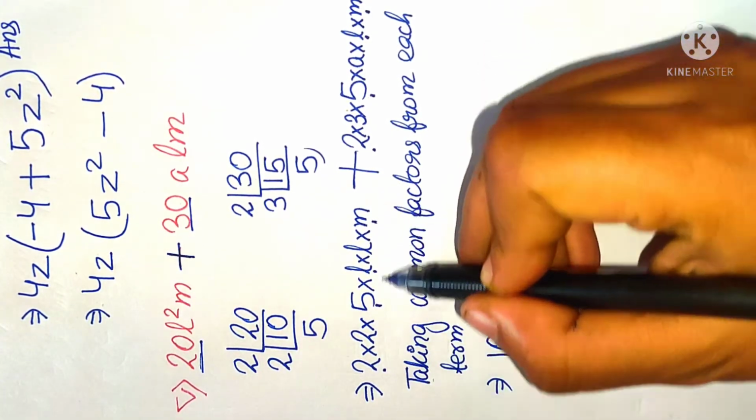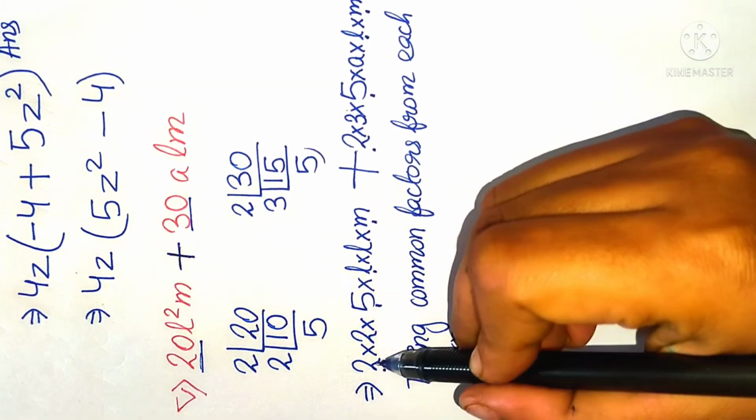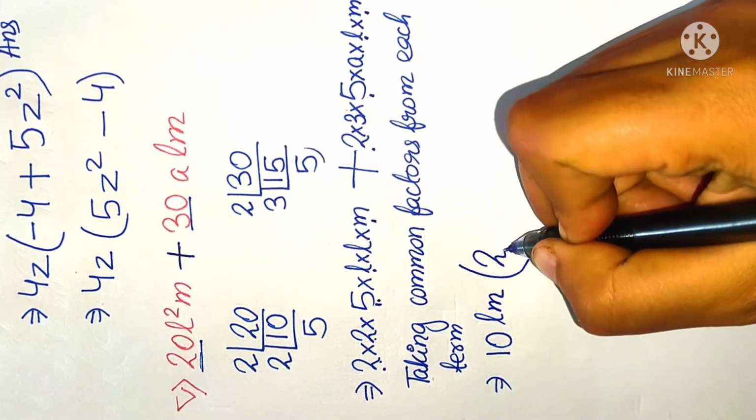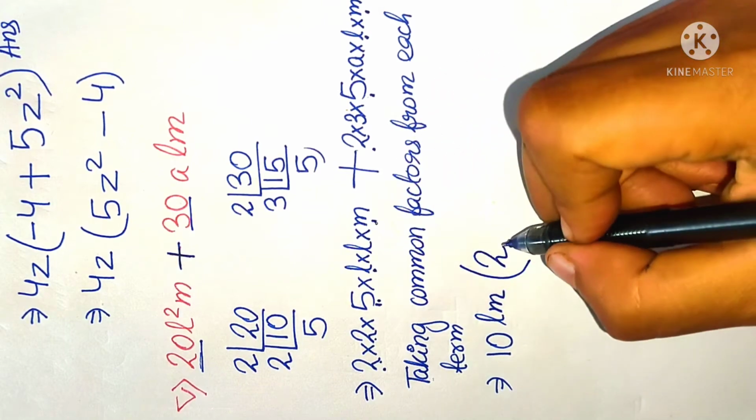Now you just look at this first term. We have taken LM common. So we have taken this 2 and 5, so we are left with this 2. And in case of variable, we have taken L and M, so we are left with another 1 L.